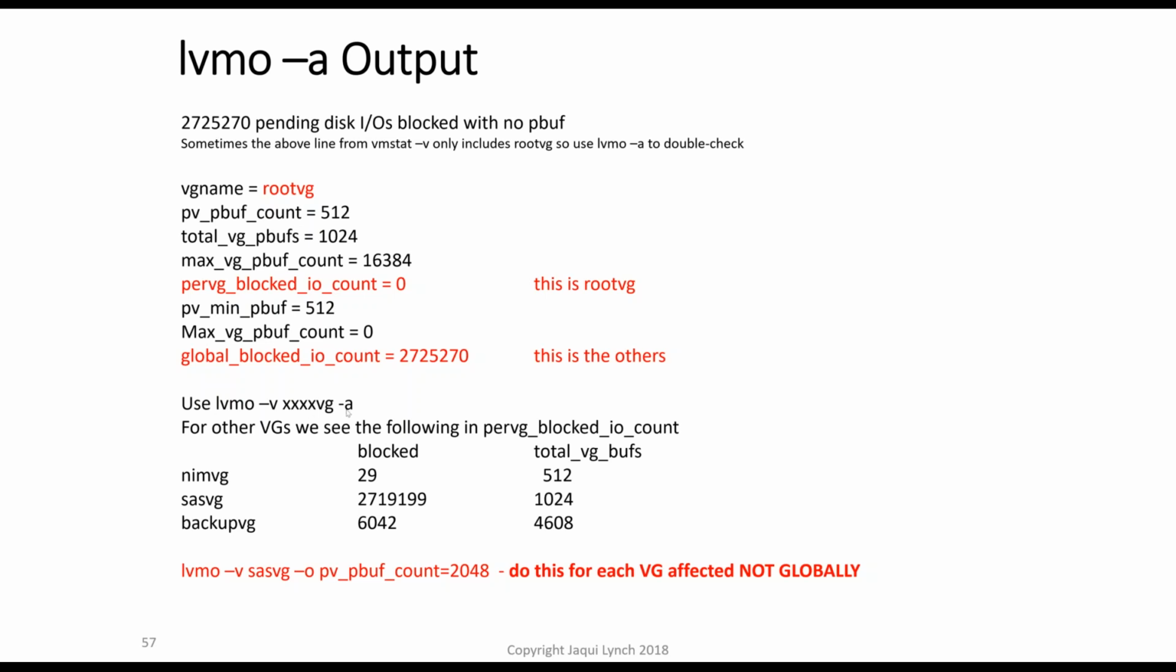So now we go through, we look at every volume group, and we look at what the block count is for it. You can see that it was the SAS volume group, which happened to have SAS work in it, which is pretty heavy IO. And so we changed it to give 2048 pbufs per hdisk, and that resolved the problem for the pbufs. But just be aware that we now do this by volume group, which to me makes a lot more sense.